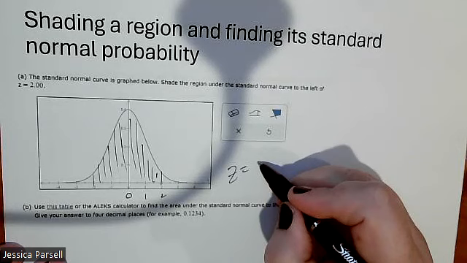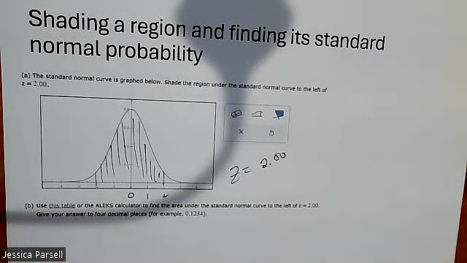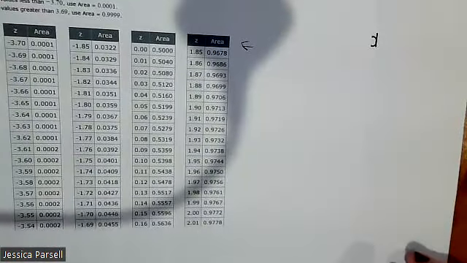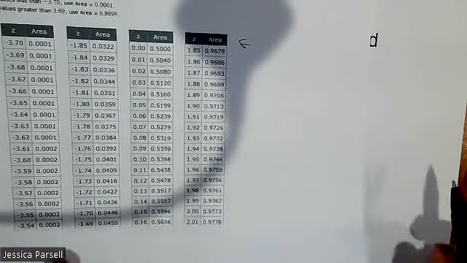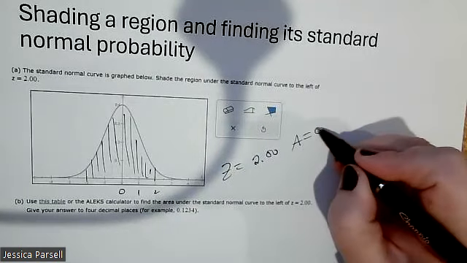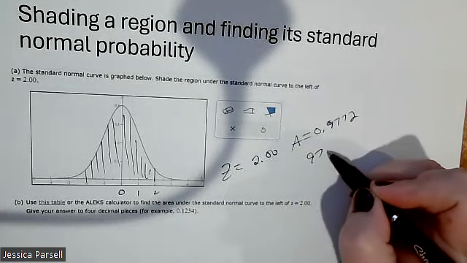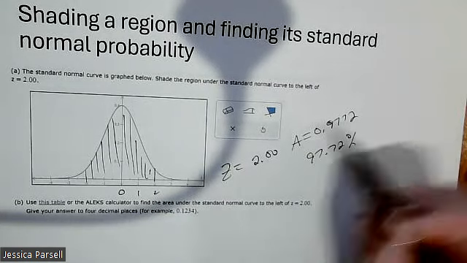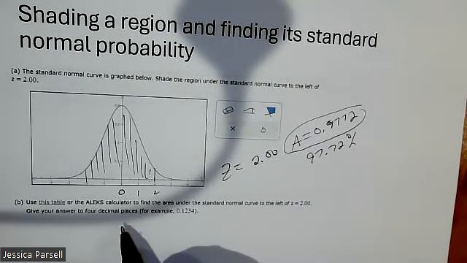So z equals 2.00. Let's go to our area under the curve chart, our handy dandy chart, and we're going to start combing through and looking for where z is 2.0. And I see it right there. The corresponding area is 0.9772. So area equals 0.9772. And that makes sense. 97.72%. Yeah, I can agree with that. So they're looking for this as far as a decimal answer.